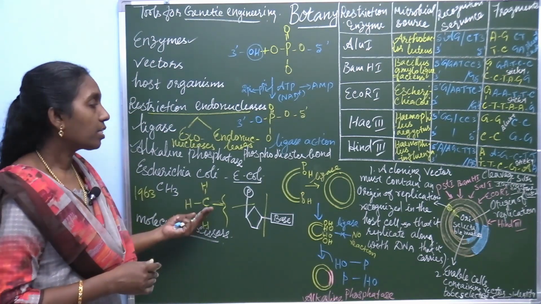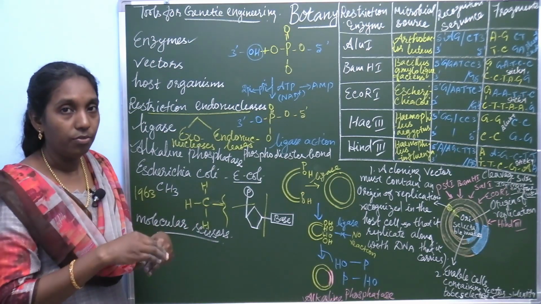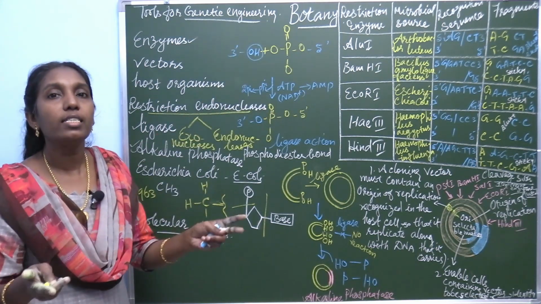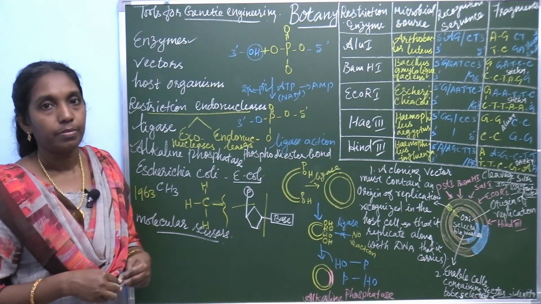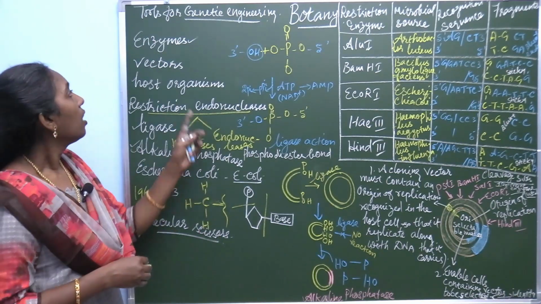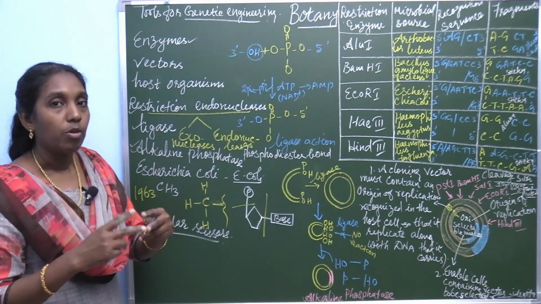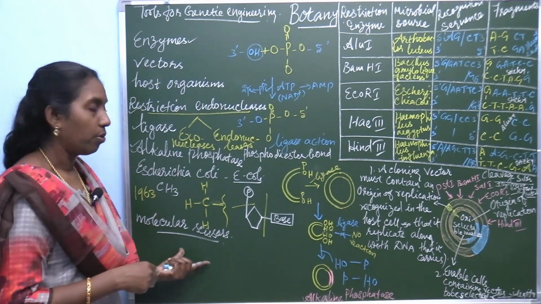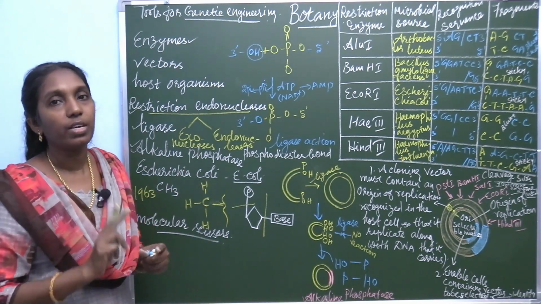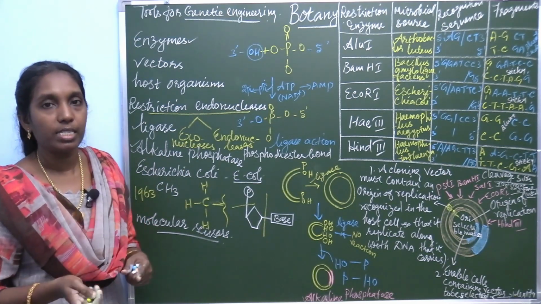Now, these restriction endonucleases are involved in genetic engineering technology to alter the DNA sequences. For altering this, vectors are important. What is the role of restriction endonucleases? It recognizes a specific site, and it cuts at a specific site.